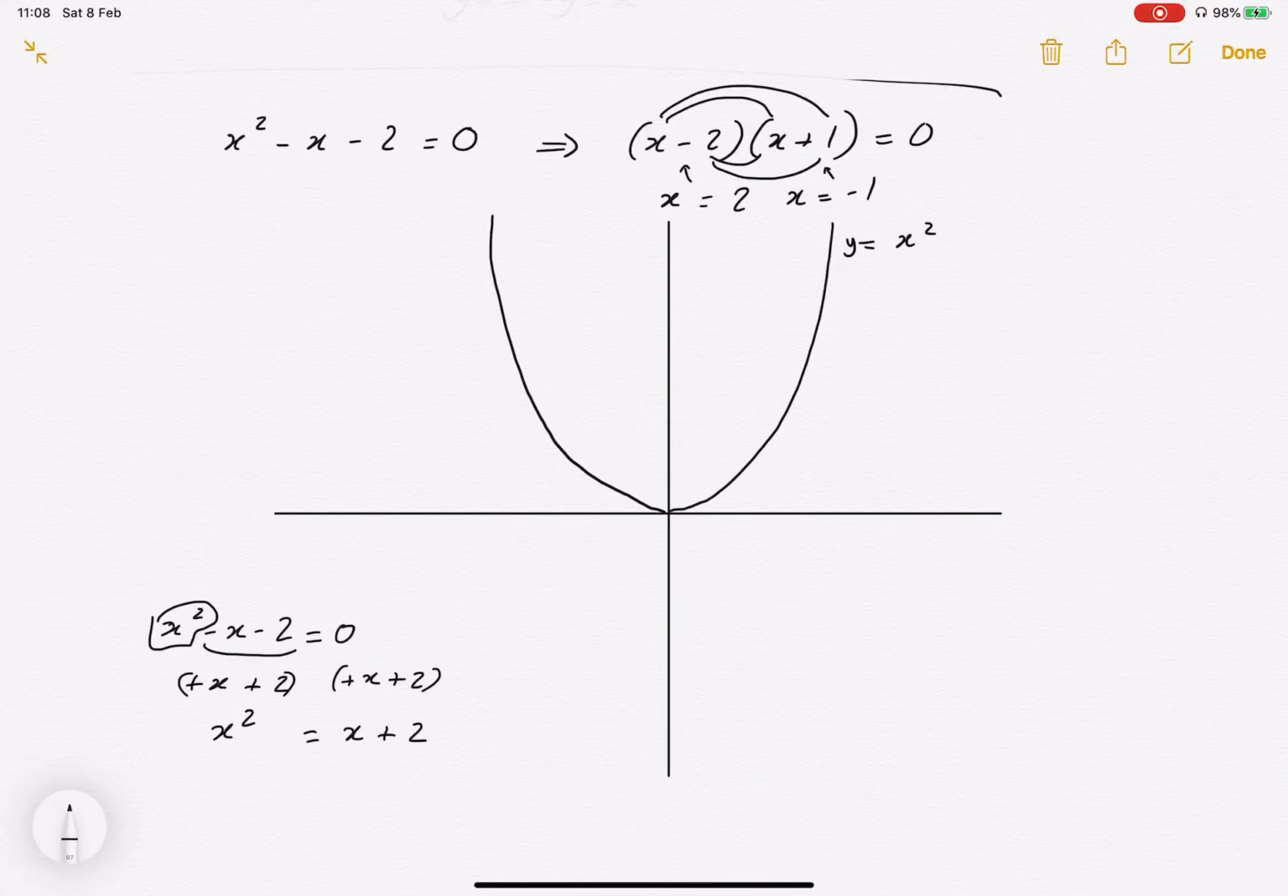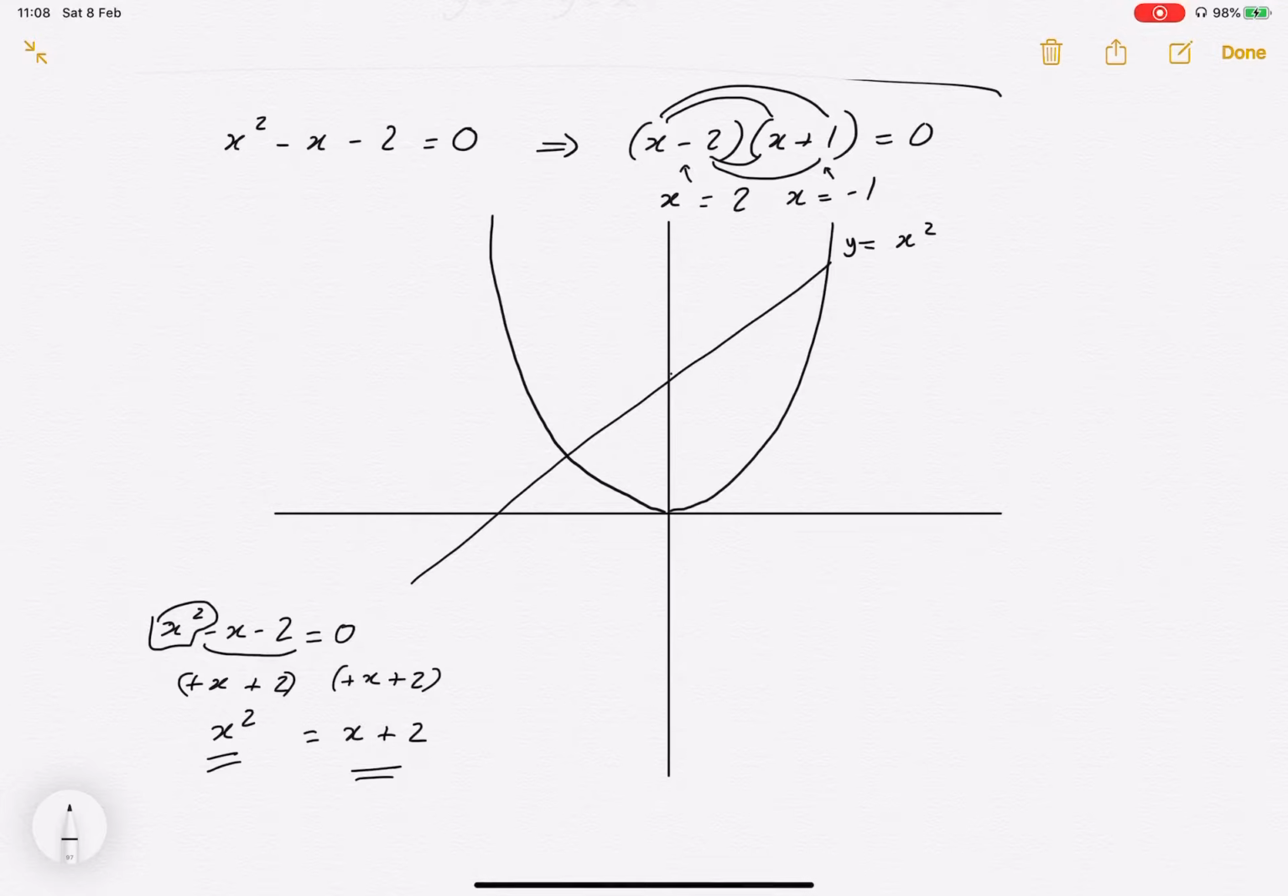Now, I don't know what the graph of y equals x squared minus x minus 2 looks like, but I know what the graph of x squared looks like, and I know what the graph of x plus 2 looks like as well. And in fact, I'm just going to draw the graph of y equals x plus 2. I might have drawn it a bit too small. It's going to look something like that, but my graph isn't going to be very accurate.